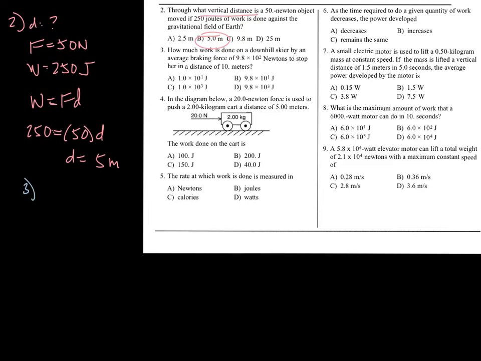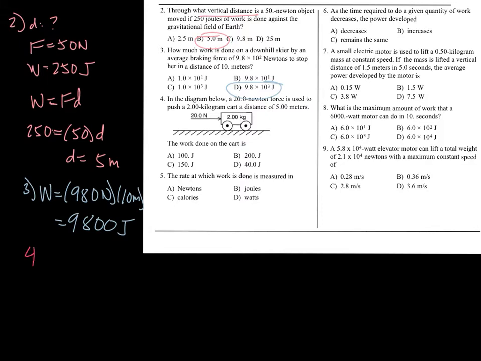Alright, number 3. How much work is done on a downhill skier by an average braking force of that many newtons to stop her in a distance of 10 meters? Same thing. That is about 980 newtons times 10 meters. That should get you 9,800 joules. That's choice D.